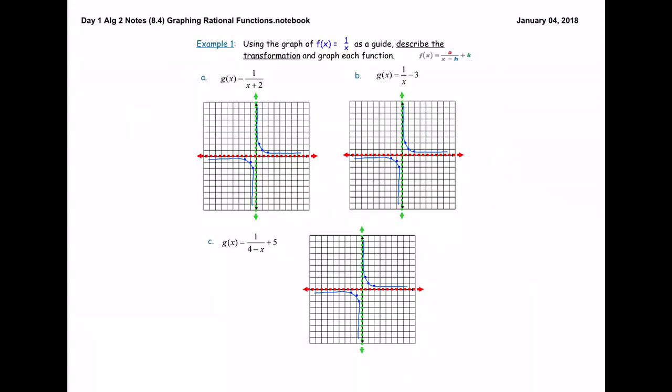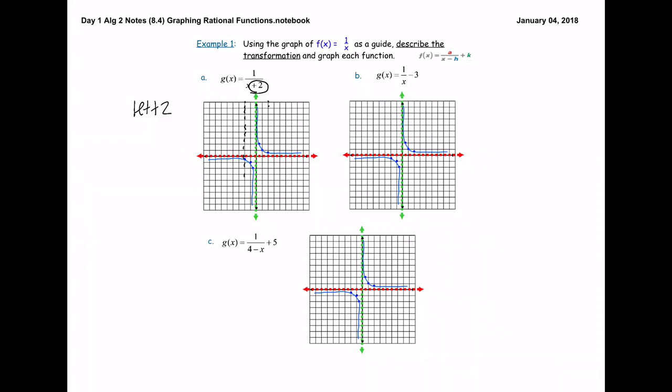When we use the graph of f of x is equal to 1 over x, the blue graph on each of these examples is the function f of x is equal to 1 over x. So we use that as a guide, and then we describe all of our transformations and then graph the function. So if we're looking at example A, this plus 2 on the bottom moves our graph left 2. So we can move our green asymptote to the left 2.